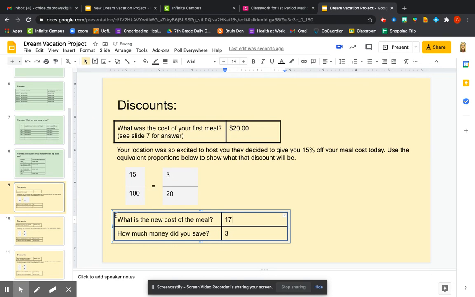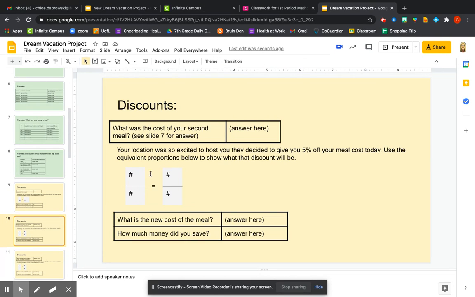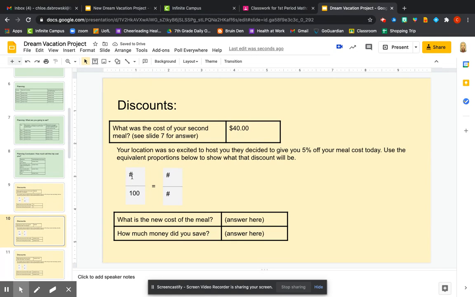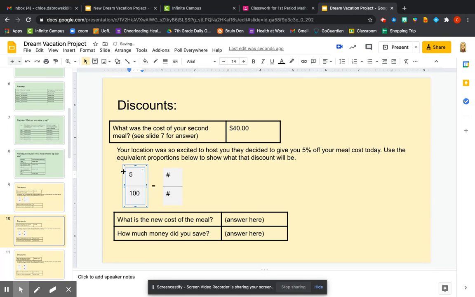All right, I'm going to do one more with you guys where it wasn't totally set up. If I go down here, the cost of my second meal, let's say I was feeling pretty extravagant that day. Let's say my meal cost me $40. Again, your first ratio should always be a percent over 100. So the first thing I would do is change this number to 100, because I know it's going to be a percent over 100. We go look in our problem. Oh, we're getting 5% off. That's good because I spent a lot of money today.